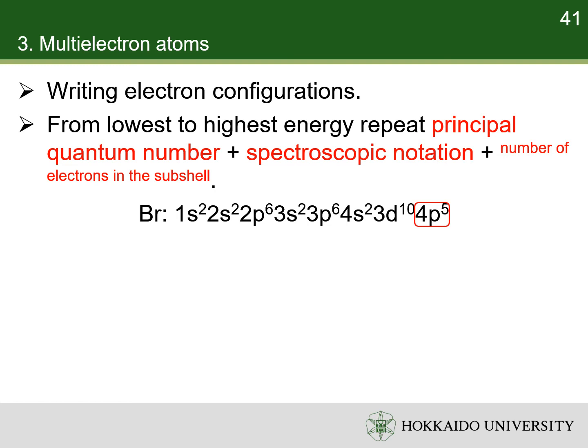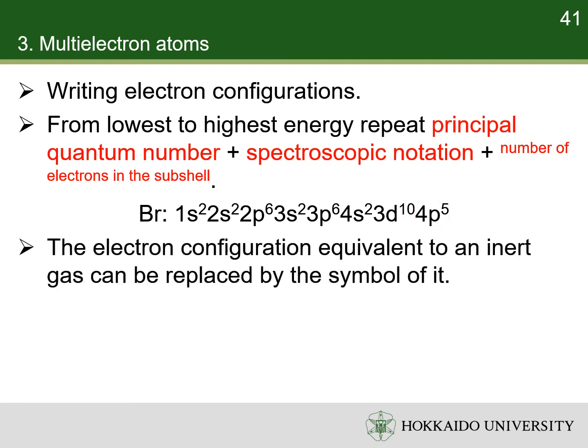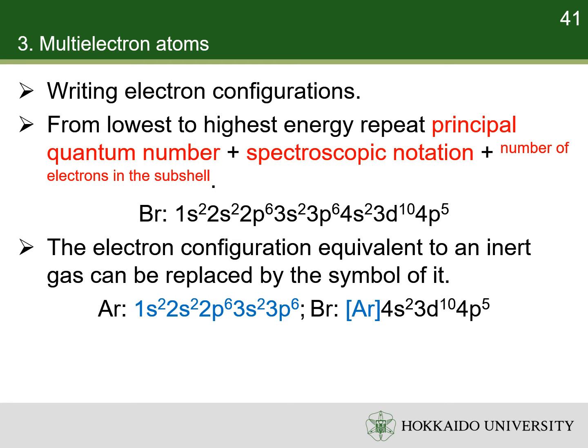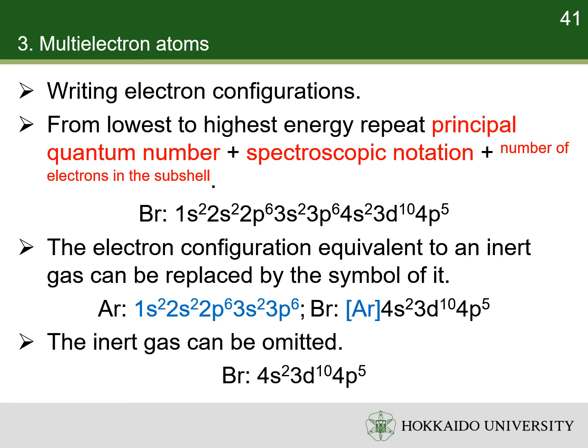It has 5 electrons. The electron configuration equivalent to an inert gas can be replaced by the symbol of it. For example, in bromine, the electron configuration from 1s to 3p subshell is the same as argon. So, it can be replaced by the symbol of argon in square brackets. The inert gas can even be omitted. Thus, the electron configuration of bromine is usually written in such a way.